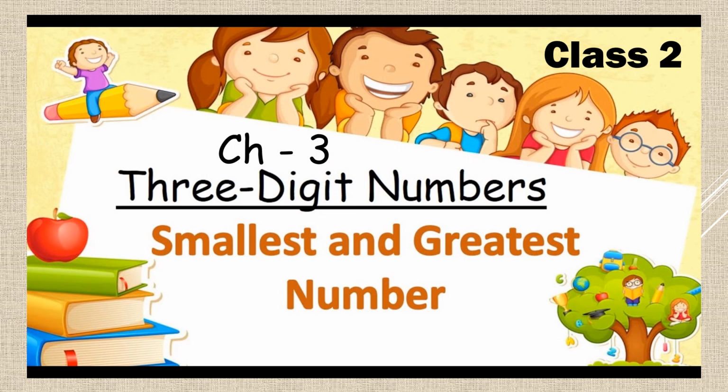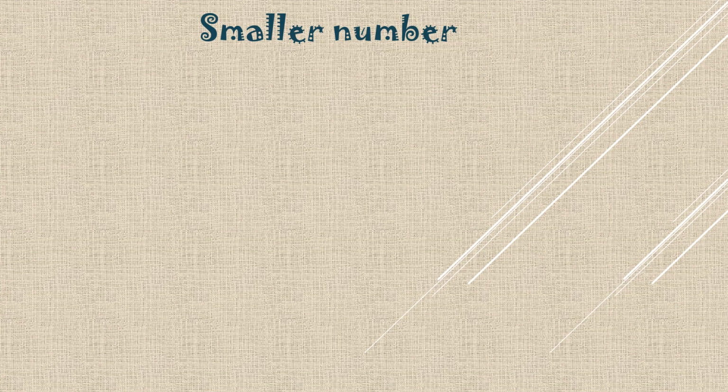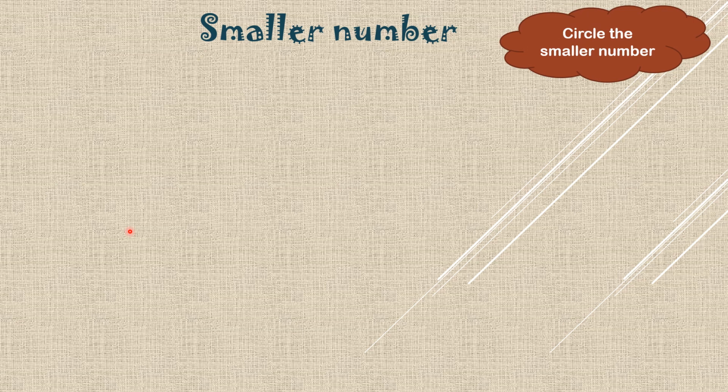We are in chapter 3, which is 3-digit numbers. Today, we are going to discuss about smallest and greatest number, which is in session 9. Let's start. Children, let's start with the smaller number. We have to circle the smaller number in the given numbers.